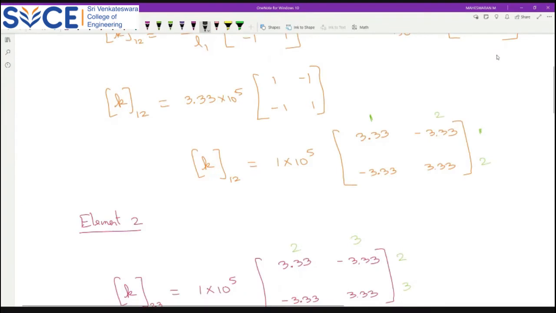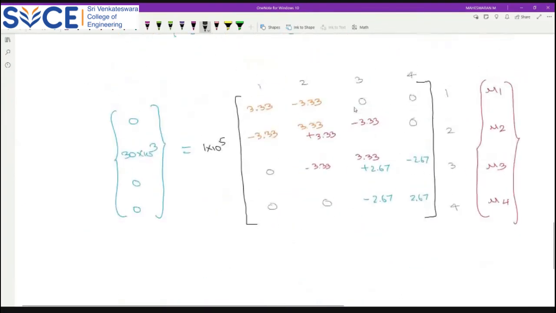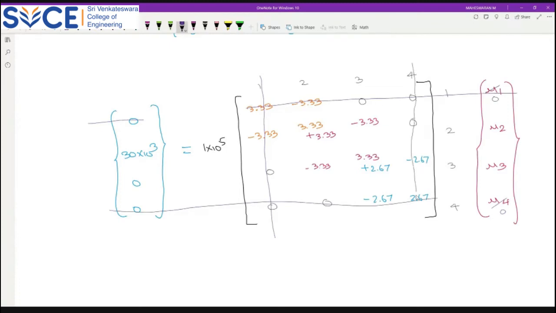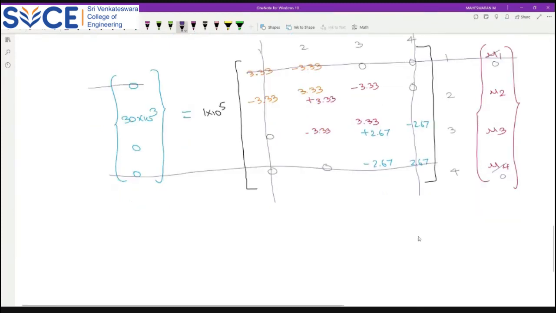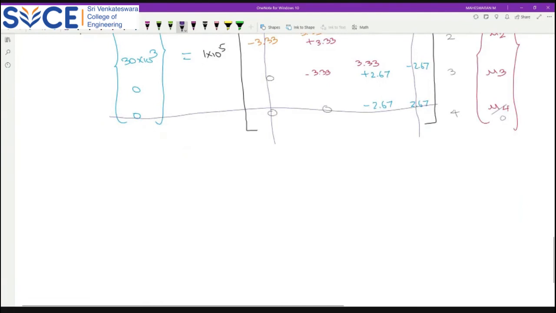So in that case, this one is 0. In that case, I can eliminate the first row and first column. Similarly, U4 is also 0, so eliminate the fourth row and fourth column. Okay? What are the remaining terms? You can write that.